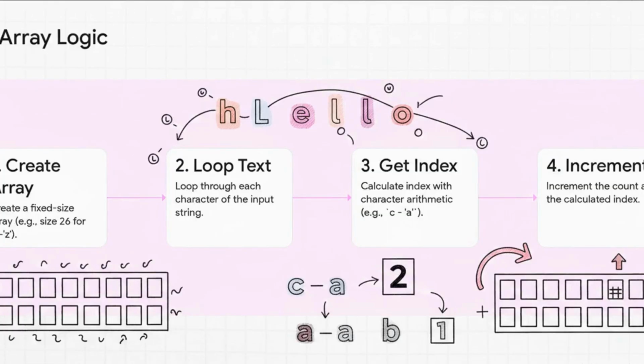So how does this work in practice? It's awesome. Just 4 simple steps. First, you create that array. Second, you loop through your text, one character at a time. Now step 3, this is the secret sauce: character arithmetic. By just subtracting the character 'a' from any other lowercase letter, you instantly get its correct index in the array. So 'c' minus 'a' gives you 2. Bam! You jump straight to that slot in memory and bump up the count. It's direct, it's simple, and it is lightning fast.